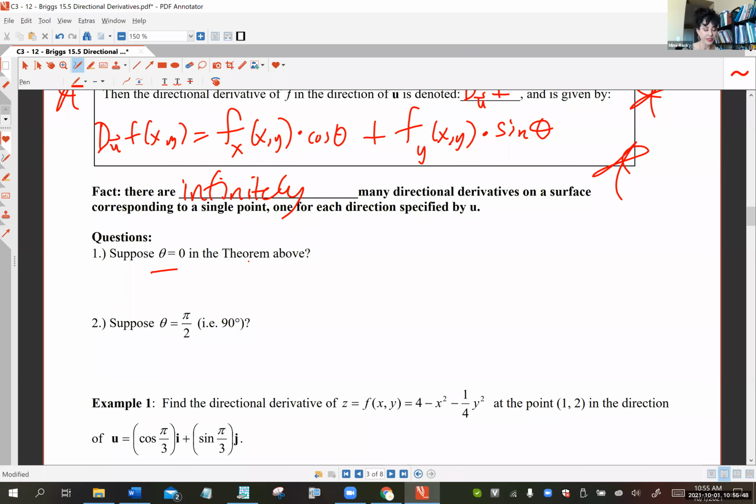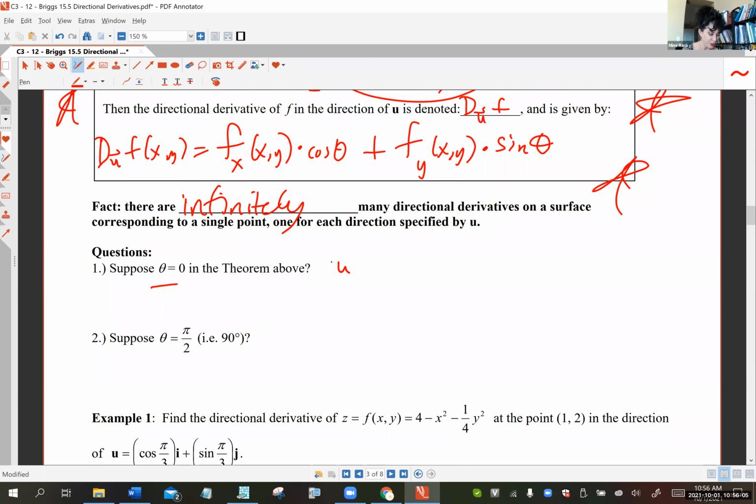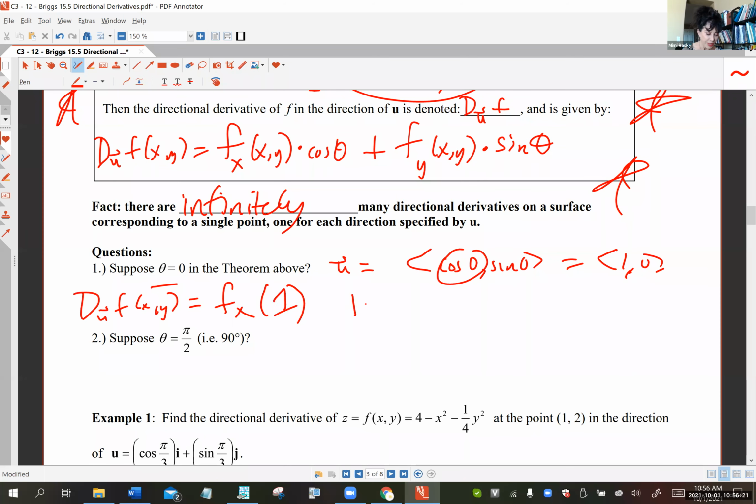That's going to be important for you to get. Now, what if theta were equal to 0 in this theorem? What does that mean? It means that your u, your vector pointing in the direction that you want the slope, is exactly pointing in the positive x-axis direction. So u would look like cos 0, sine 0, which is 1, 0. So then what would your directional derivative end up being? Well, you'd have your f_x multiplied by cos 0, which is just 1, plus your f_y multiplied by sine of 0, which is 0, so you just end up with f_x.